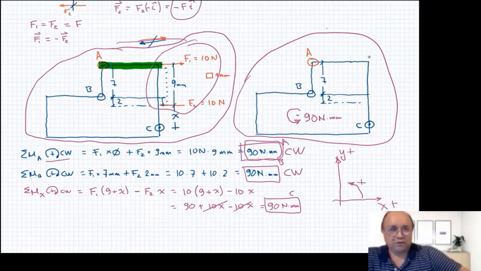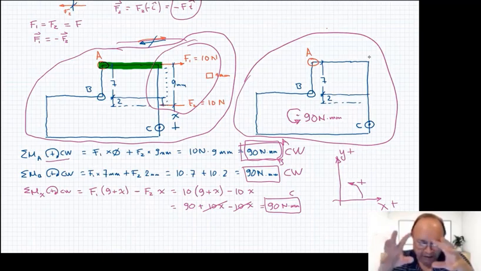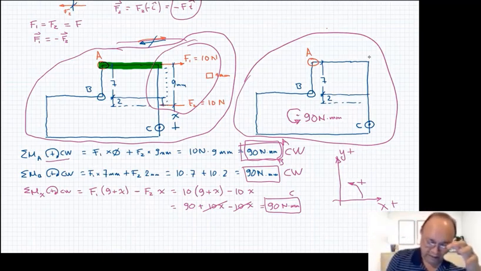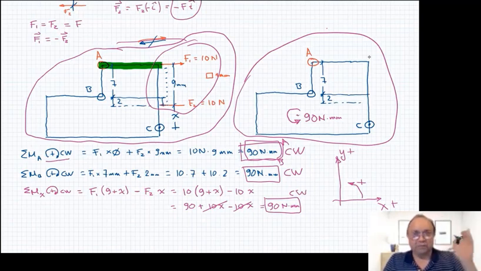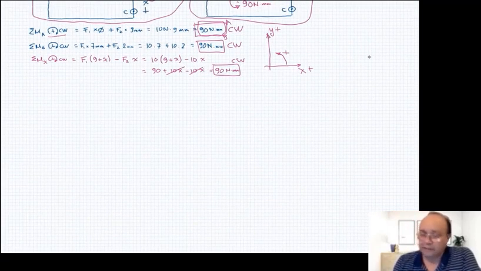So you set your own rules as soon as the final answer is correct and you express your final answer in a way that everybody understands. And everybody understands clockwise and counterclockwise. That has meaning for everybody. So let's do a couple of examples here.